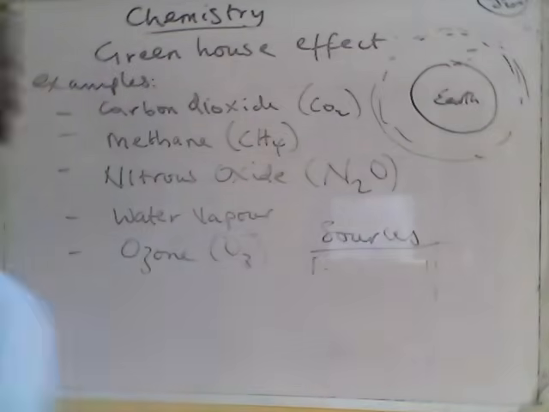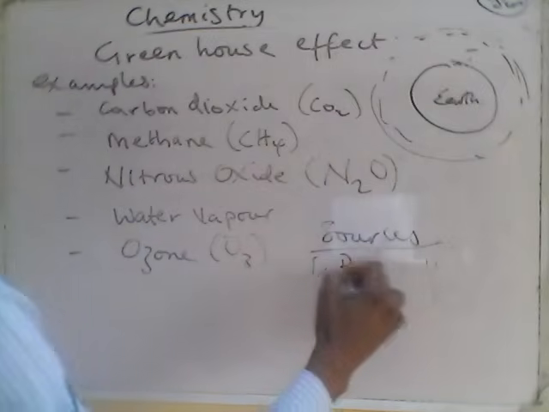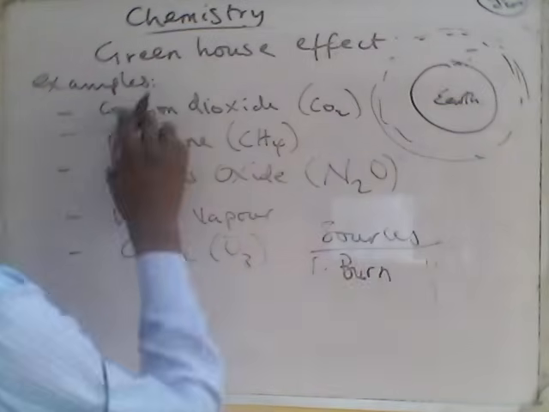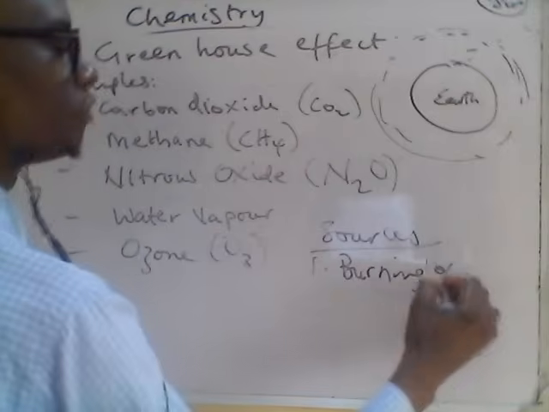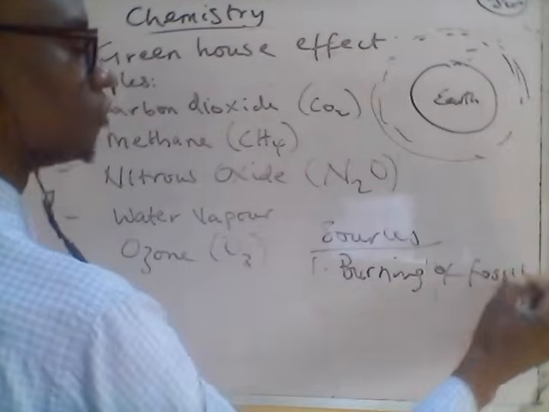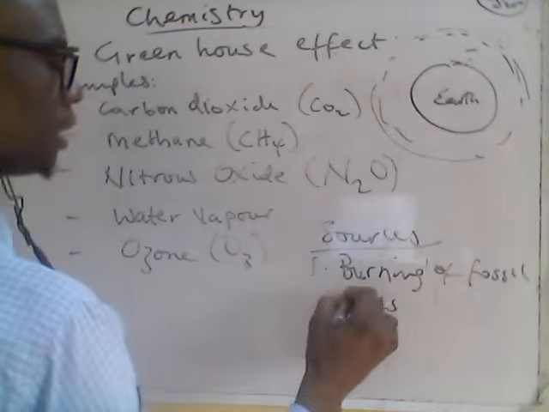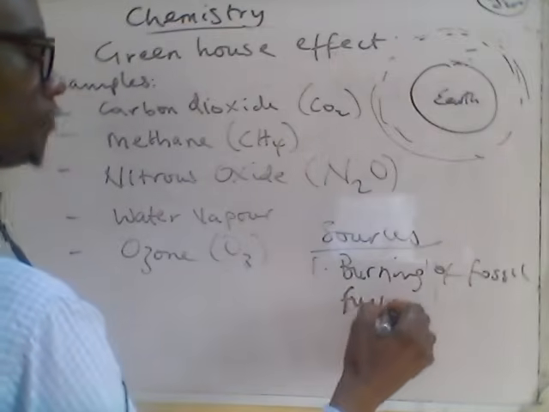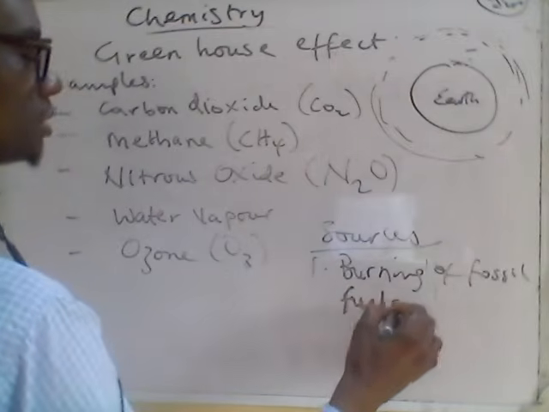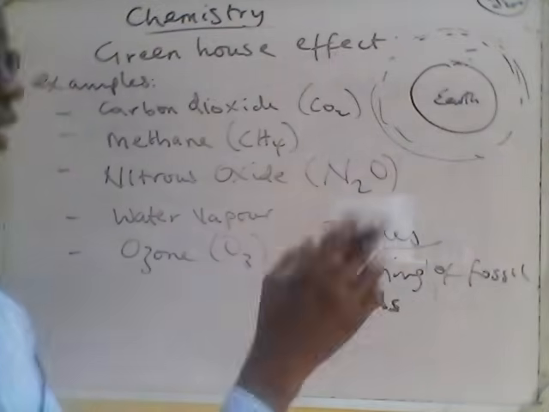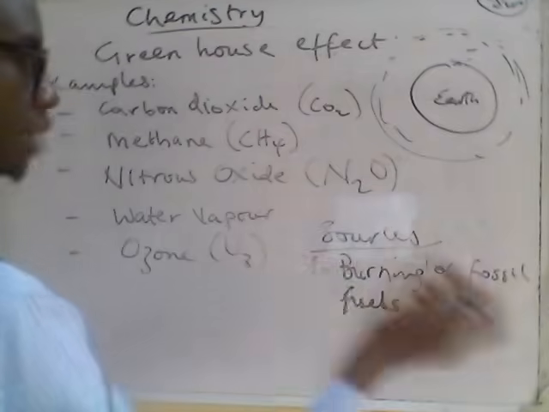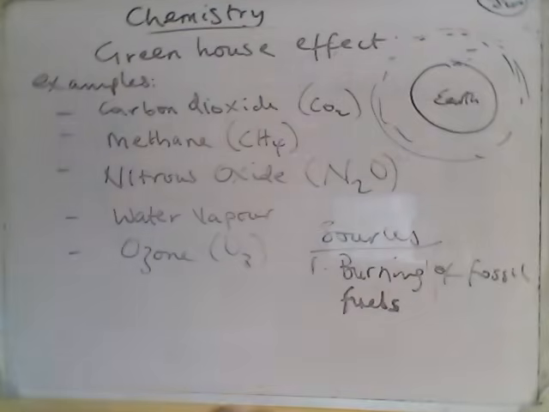So number one, how do we get greenhouse effect? When you are burning fossil fuels. Yes, burning of fossil fuels. What are fossil fuels? Fossil fuels come from substances that generate fuel, but are organic in nature, like coal. So these are fossil fuels. Wood, also fossil fuels. Deforestation too can be a source.